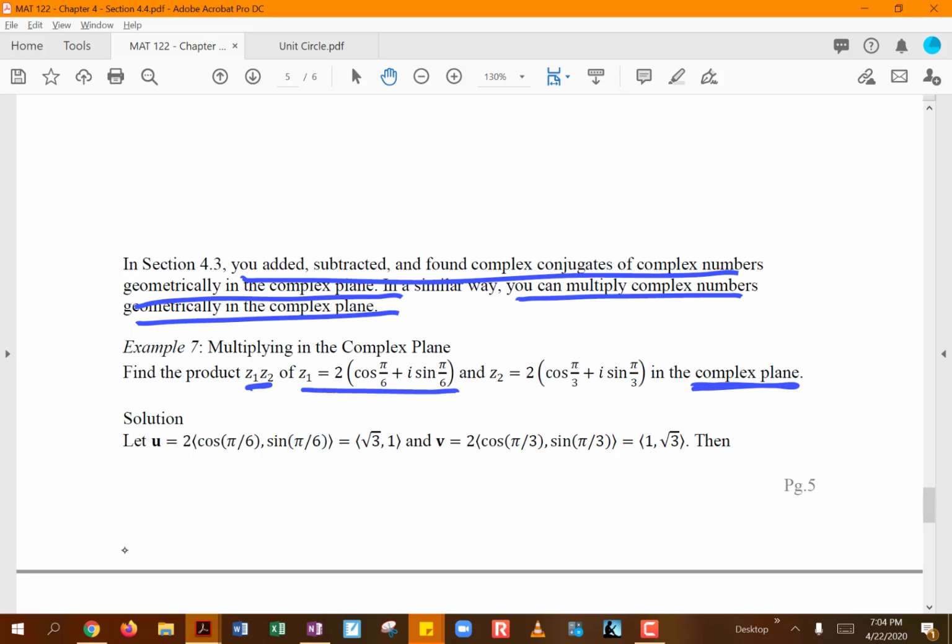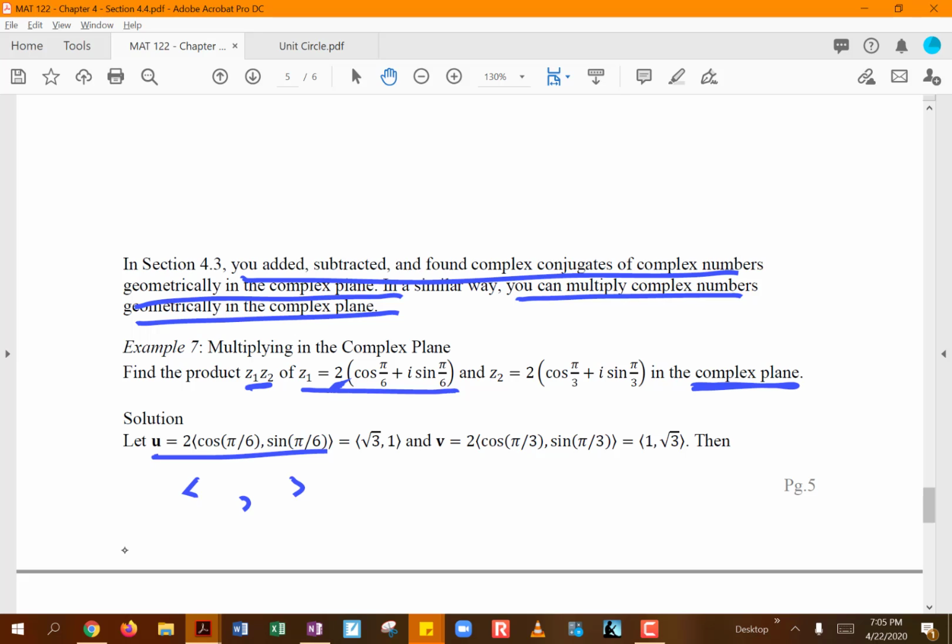So z1 is given to us as 2 times cosine pi over 6 plus I sine pi over 6. z2 is given to us as 2 times cosine of pi over 3 plus I sine pi over 3. So the first thing we're going to do is write each of these complex numbers as vectors. So let's use vector u for z1. So 2 times on the outside for this r value of 2. And then again using our vector notation, we've got cosine of pi over 6 for the first coordinate, sine of pi over 6 for the second one.